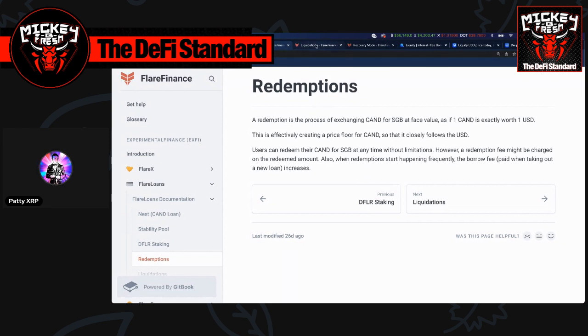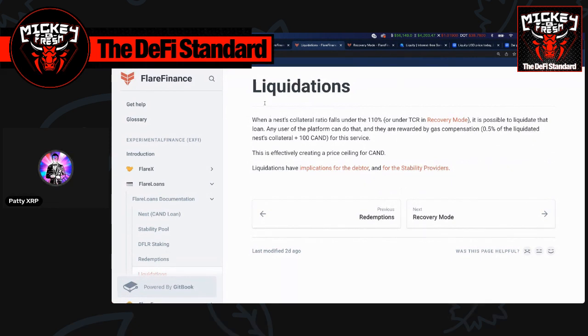And then moving on to this next part, where I want to touch on liquidations. So when a nest collateral ratio falls under the 110% minimum, or under TCR in recovery mode, which we'll cover next, it is possible to liquidate that loan. Any user of the platform can do that, and they are rewarded by gas compensation, which is 0.5% of the liquidated nest collateral plus 100 Canary dollars for this service. This is effectively creating a price ceiling for Canary dollars.